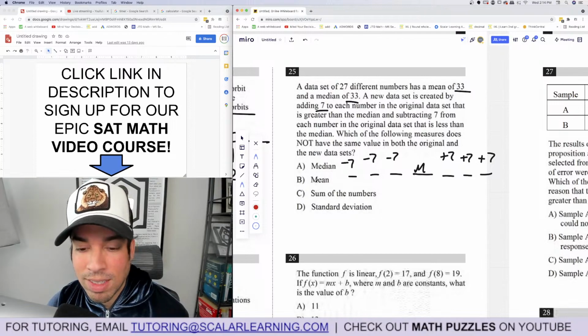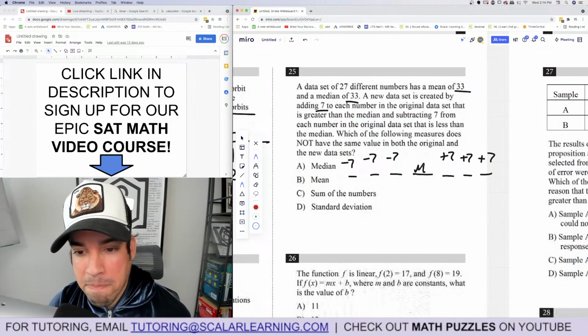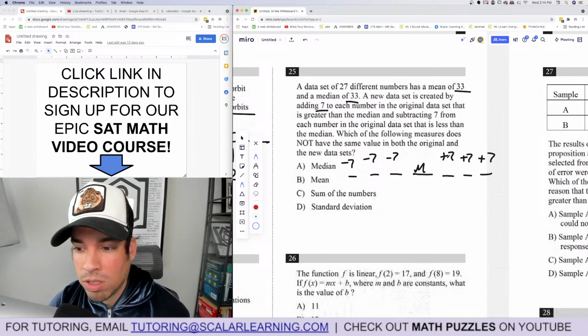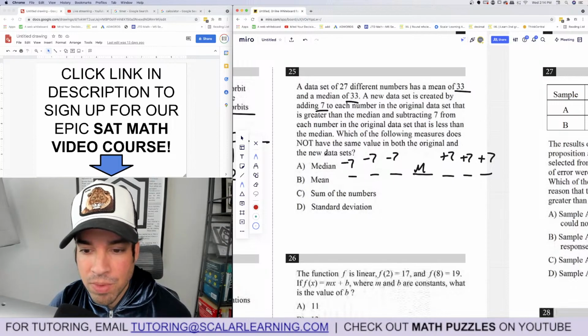So median will, because they're not changing the median, and it's still going to be in the middle because those are moving up, those are going down. That's still it. So which of the following does not? So median does.